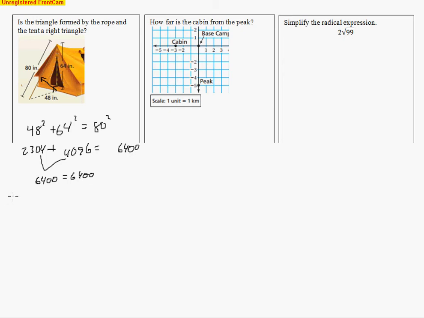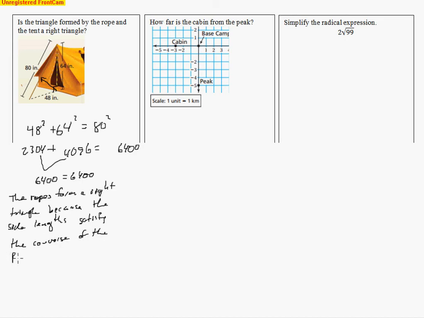We'll say the ropes form a right triangle because the side lengths satisfy the converse of the Pythagorean theorem.